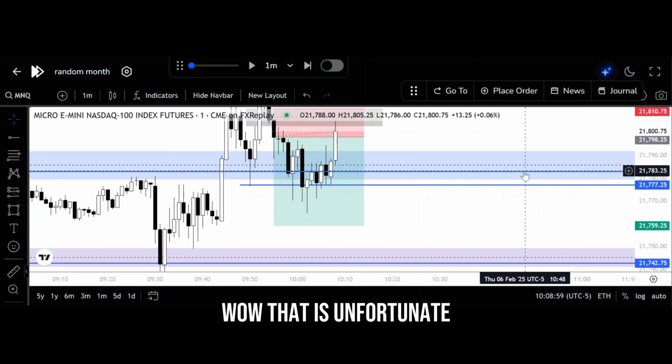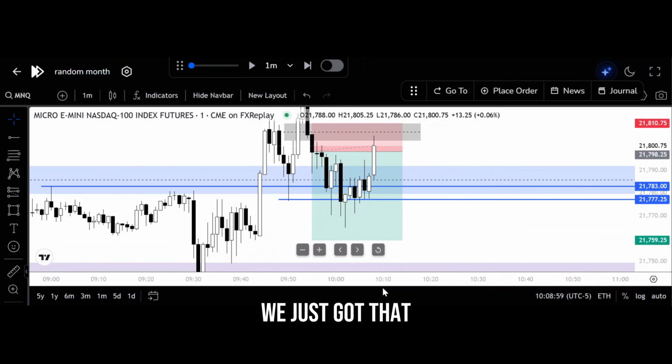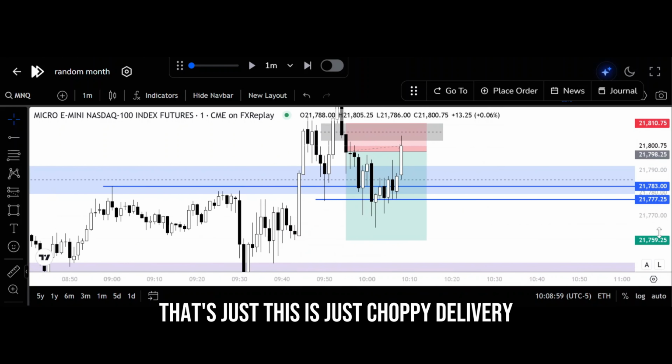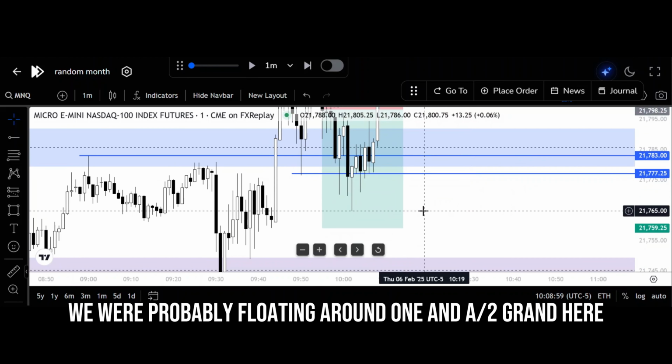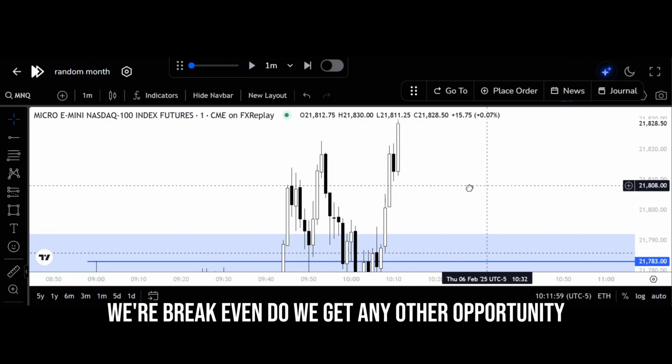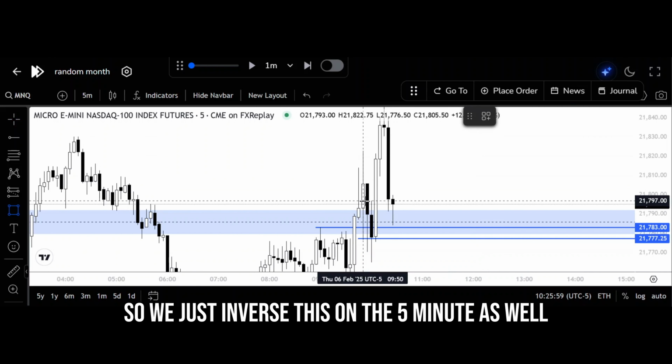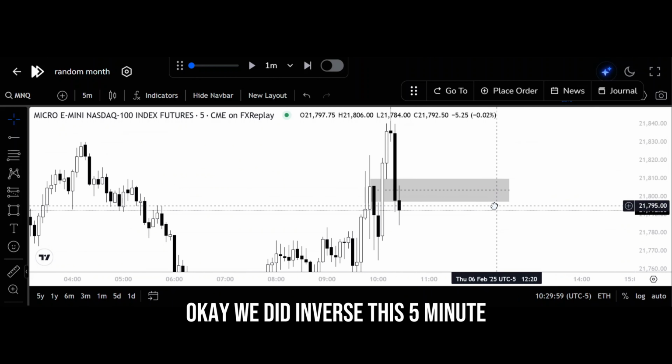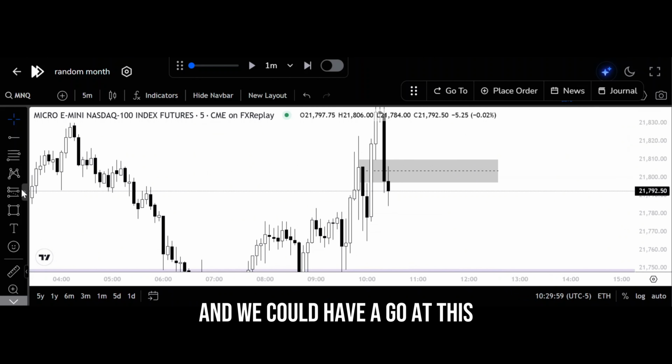Wow, that is unfortunate. Oh, this is just choppy delivery. We were probably floating around 1.5 grand here. Nah, can't do much. Do we get any other opportunity? So we just inverted this on the 5-minute as well. Okay, we did invert this 5-minute, and we could have a go at this trade.